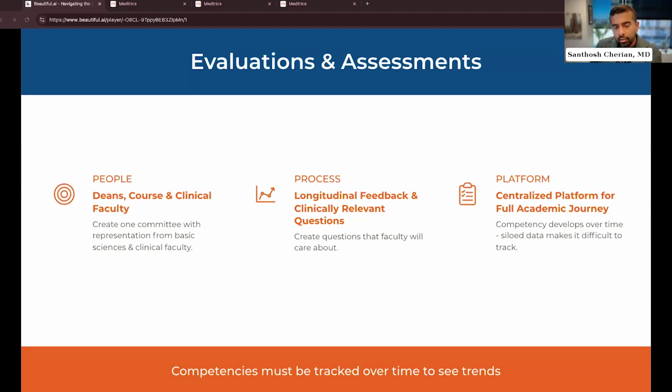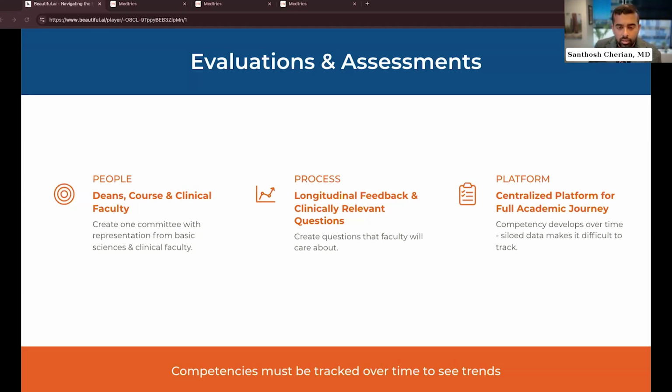And then looking at feedback, how do you make sure that you're collecting this feedback longitudinally over time, and you can compare the preclinical data to the clinical data? That's where you create questions for your exams and quizzes that map to the same competencies that the clinical staff, the clinical teams are using.